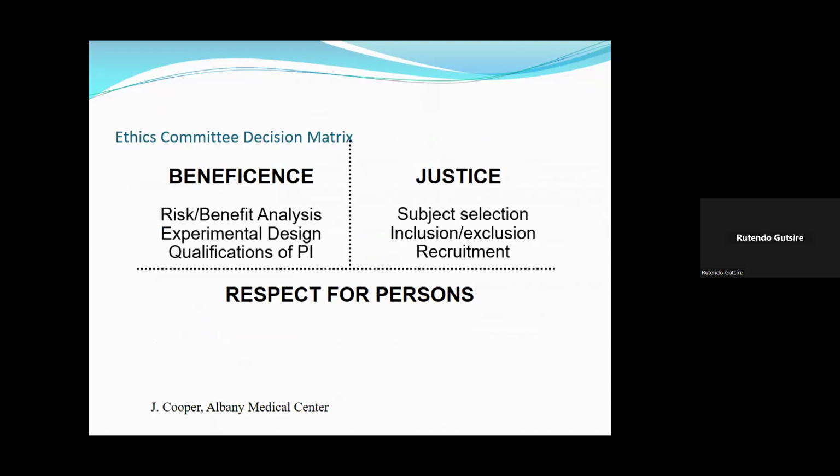So this is what the committee will look at: benefit of the study, justice, inclusion, and exclusion. We don't carry out all research in the urban areas and exclude completely the rural areas. So research has to be balanced. Some research is done in urban areas, some research is done in rural areas, because we want everybody to have a chance of participating in research.